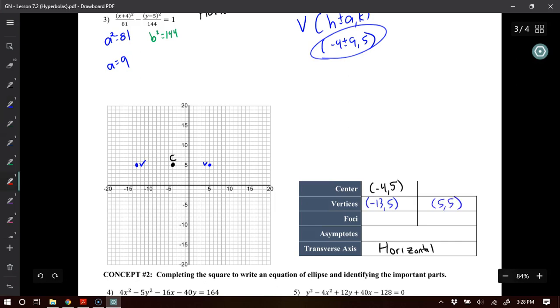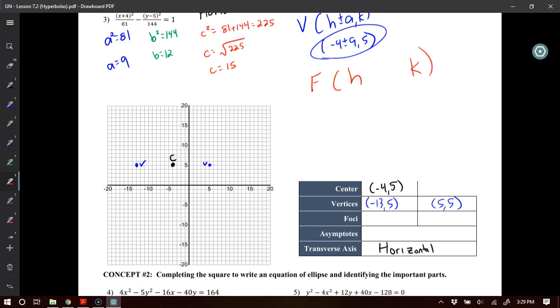The focus on it is using our a squared or b squared. I'm just going to go ahead and write down b equals 12. I'm going to save that for the asymptotes. But c squared is a squared plus b squared. So in this case, I get 225. So c is the square root of 225, which is perfectly 15. So the distance from the center, h, k, to the focus on the transverse axis, which is horizontal, is c units left and right. That's the formula on the formula sheet.